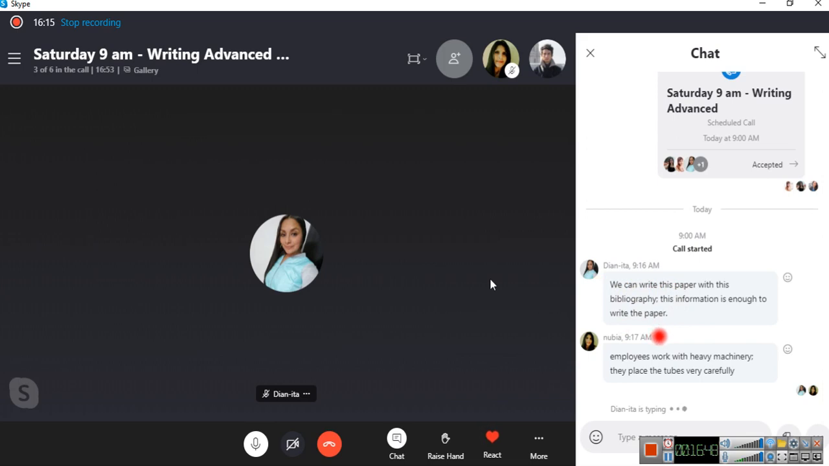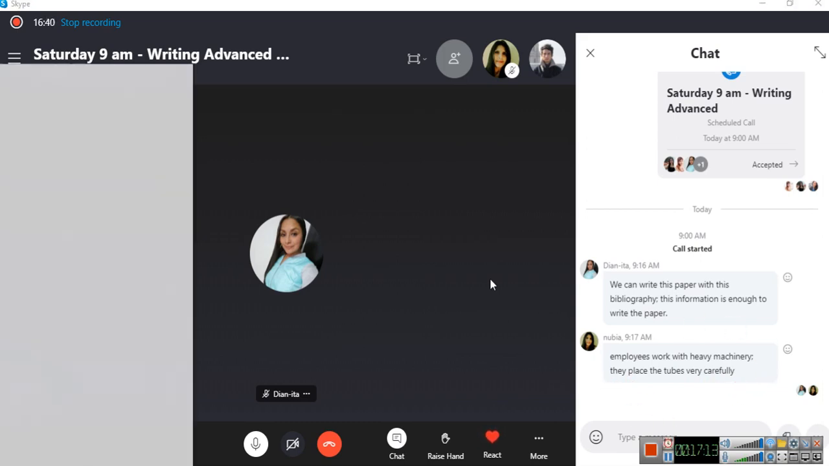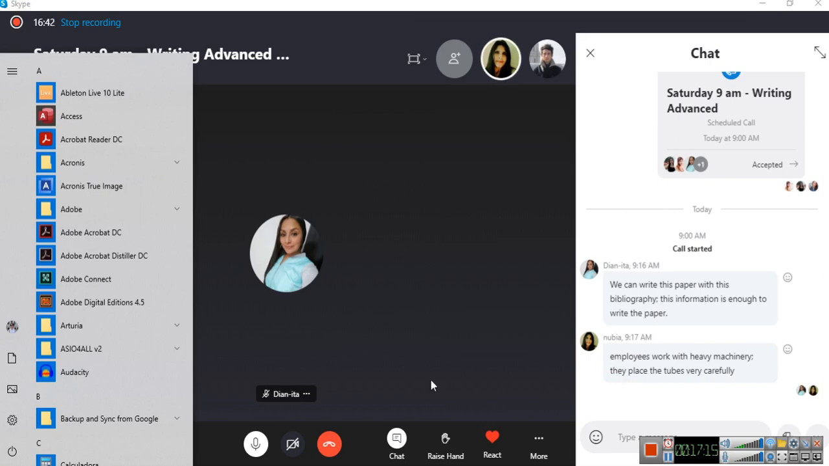This information is a subject, and we call that a noun phrase. So very good, Yana. Thank you, teacher. All right. Now we also have Nubia. It says, employees work with heavy machinery; they place the tubes very carefully. Okay, we have an independent clause and the semicolon. Very good. You got it, Nubia. So we can continue.